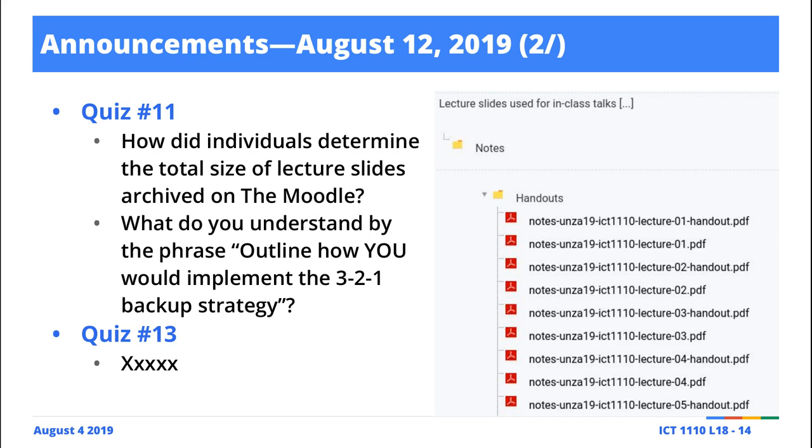And this is another thing, right? The question says, tell us how you're going to implement the backup strategy. What do you decide to do? You go off on a tangent and you start explaining what the 3-2-1 backup strategy is. No. Implementation means you tell us specifics of what you're going to do. It's you, right? How are you going to do it?